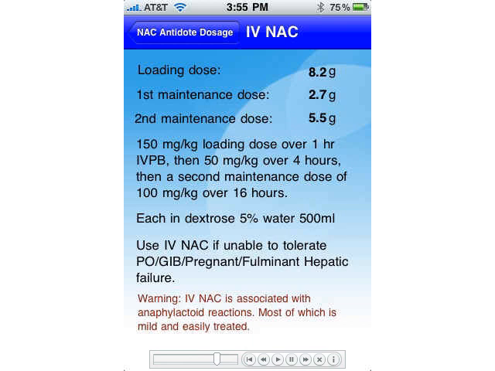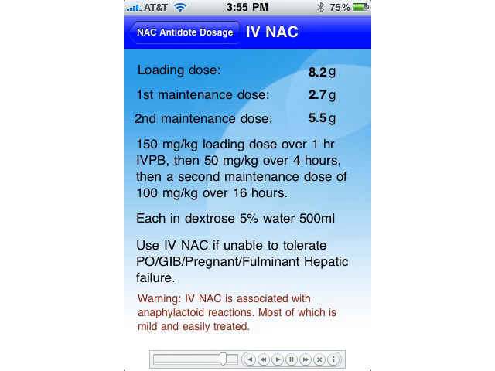Here within the tool, the IV NAC antidote based on the patient's previous weight shows a loading dose of 8.2 grams, then the first maintenance dosage 2.7 grams, and then the second maintenance dosage 5.5 grams. 150 milligrams per kilogram loading dose over 1 hour IV piggyback, then 50 milligrams per kilogram over 4 hours. Then a second maintenance dosage of 100 milligrams per kilogram over 16 hours. Each diluted in dextrose 5% water, 500 mLs.